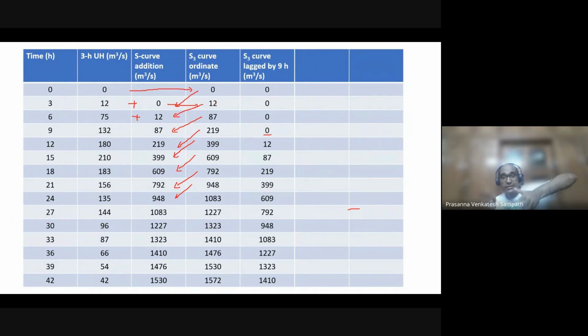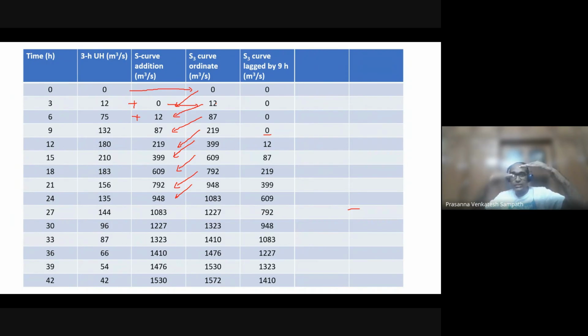Because the first S curve is produced by an excess rainfall intensity of 1/3 centimeters per hour occurring for an infinite amount of time. The second S curve, which is lagged by 9 hours, is also a hydrograph produced by 1/3 centimeters per hour of excess rain occurring for an infinite time starting at time t equal to 9 hours. So when I subtract them, the hydrograph that I get is a direct runoff hydrograph produced by 9 hours of excess rainfall of amount.